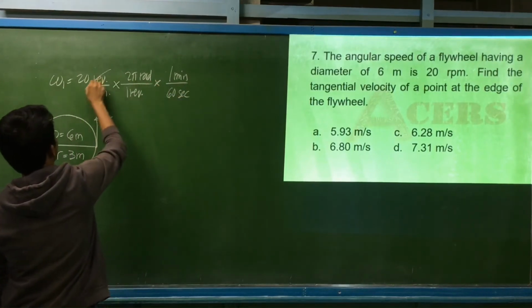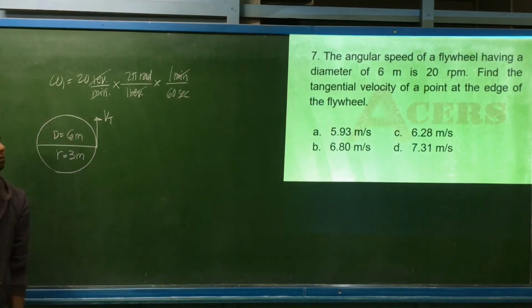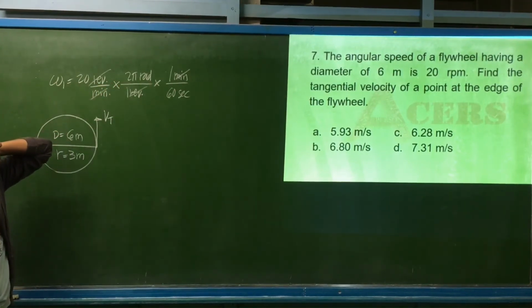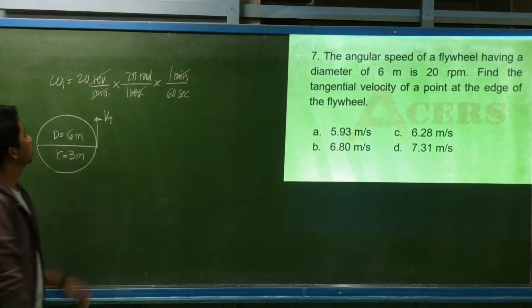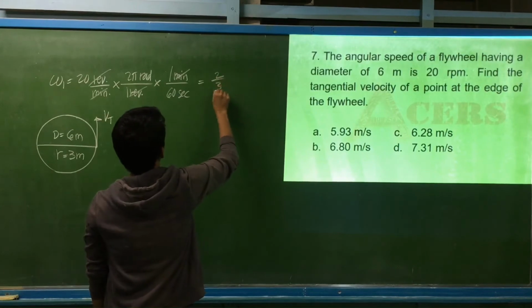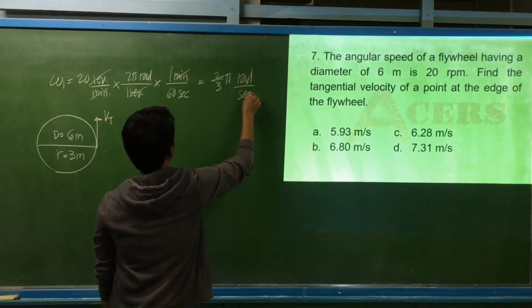So we can cancel the revolution and the minute. The remaining unit will be radians per second. We have 20 times 2 is 40 pi over 60, which is the same as 2 over 3 of pi. This is now in terms of radians per second.